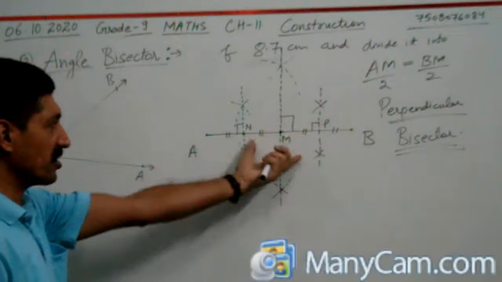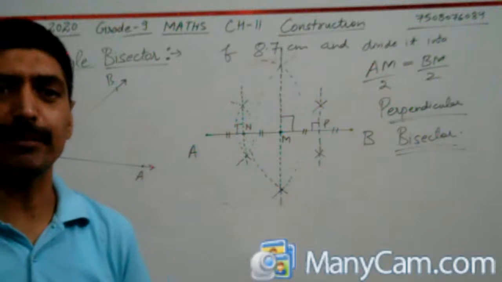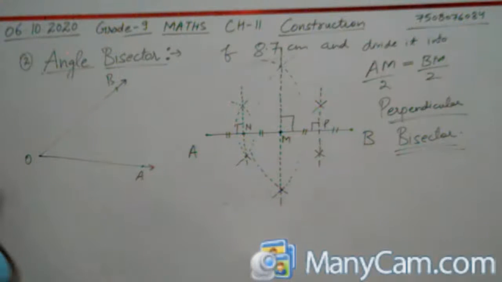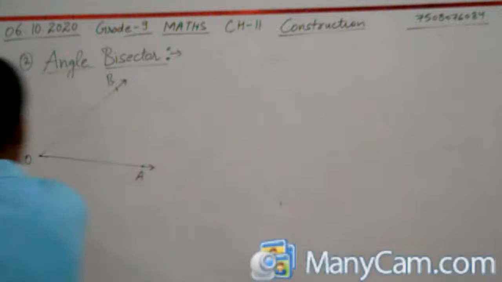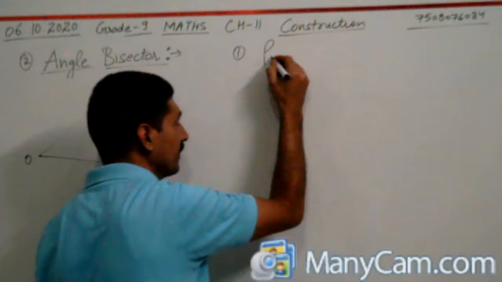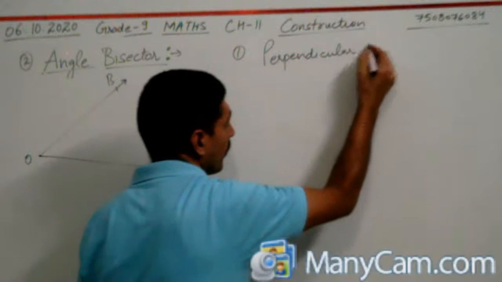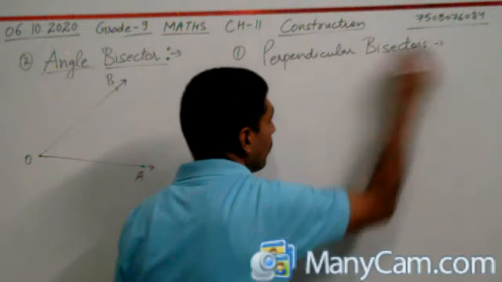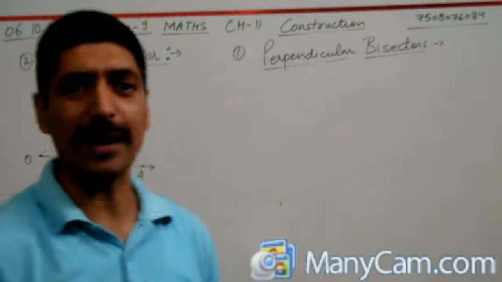Although this is an application-based question, a 3 or 4 marks question comes in the exam to divide a particular line segment into 4 equal parts. So here we have studied the concept of the perpendicular bisector. We have two concepts in the first exercise. One is the perpendicular bisector. Bisect means to cut, to divide into two equal parts.